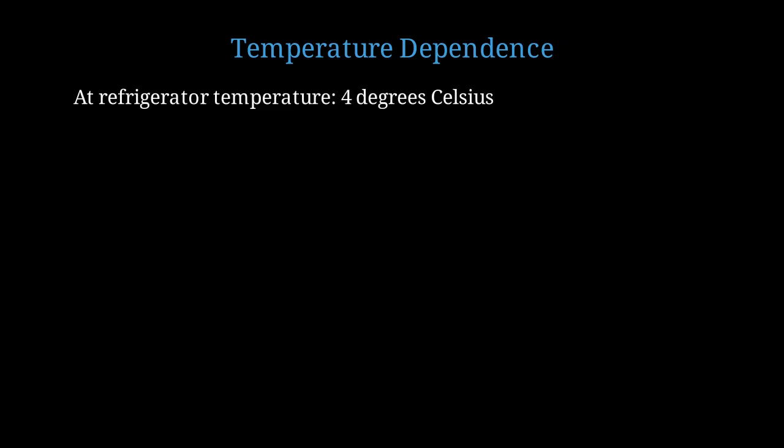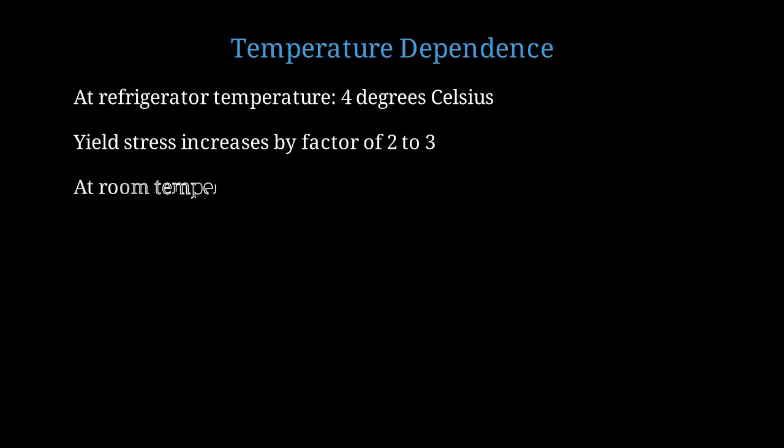Let's quantify this relationship. At 4 degrees Celsius, typical refrigerator temperature, ketchup is notably more viscous and has higher yield stress. The yield stress can increase by a factor of 2 to 3 compared to room temperature, making it much harder to dispense. At 20 degrees Celsius, ketchup flows much more readily. The yield stress is at its typical value around 50 pascals.